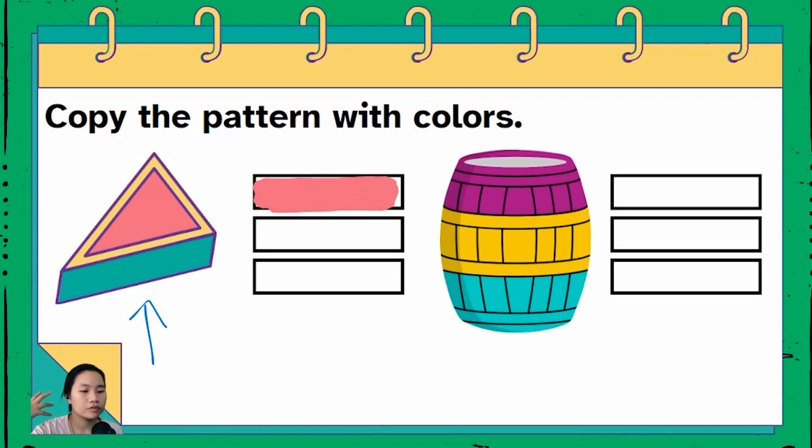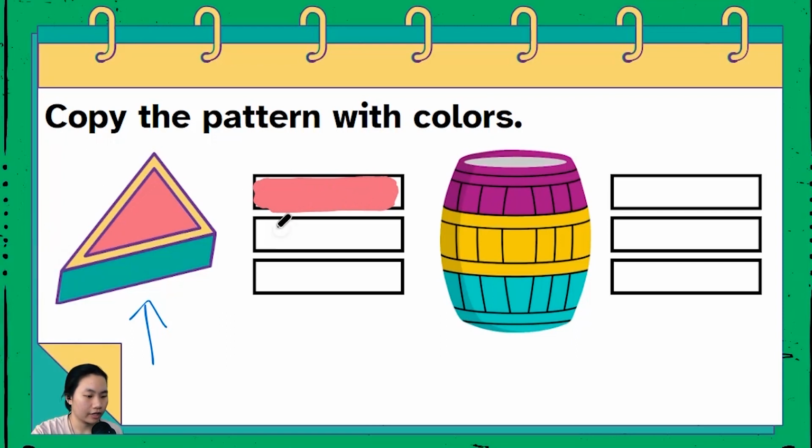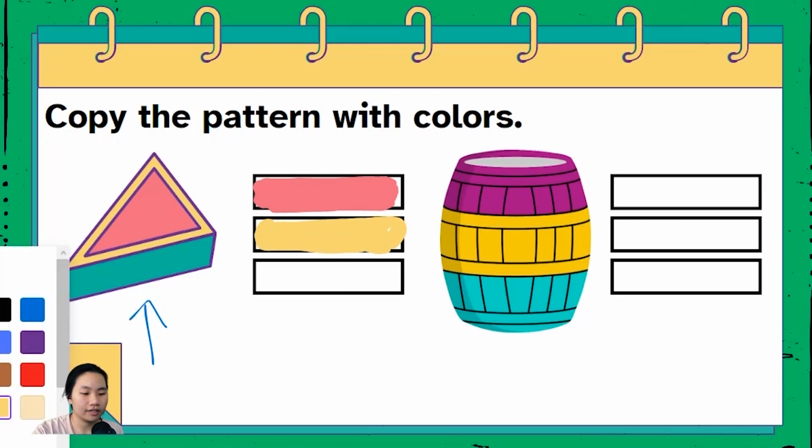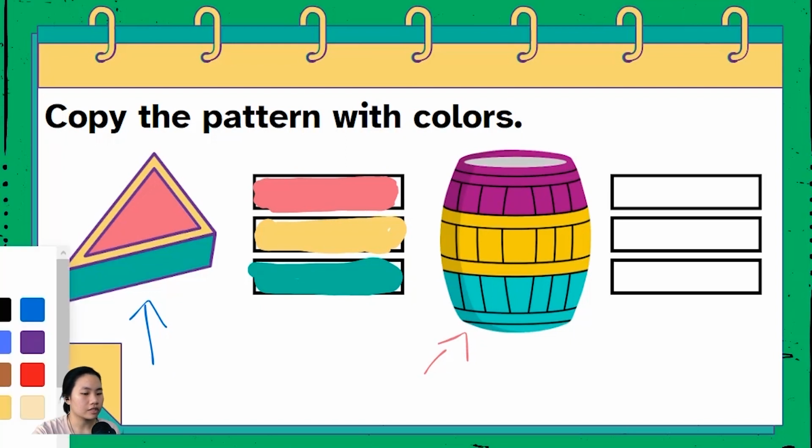Next up, what do you see? I'm seeing yellow. I'm seeing very soft yellow. What's the last color that you see in this triangle? It is green. So I have green over here. All right, let's move on to our second object, which is this barrel over here. What's the first color that you see for this barrel?